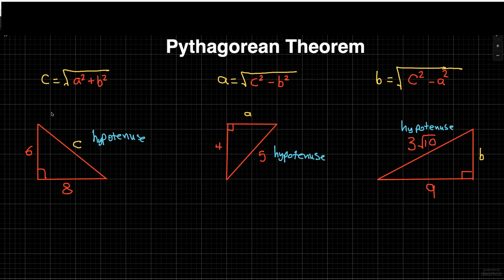So if the side that you're looking for is the hypotenuse, then it's very simple. You just do the square root of this side squared plus this side squared, and you'll get the answer. How about if you're given the hypotenuse and you're finding one of the sides? Then you just do A equals the square root of the hypotenuse squared. C represents the hypotenuse, so C squared minus the given side squared. So here it'll be 5 squared minus 4 squared. So let's just say that C is always your hypotenuse.